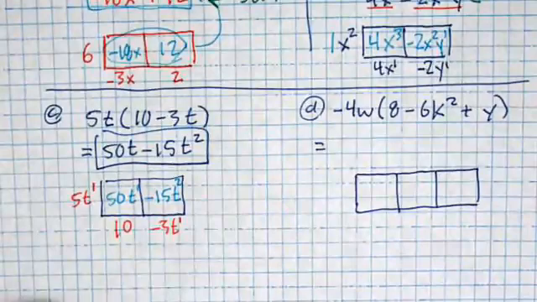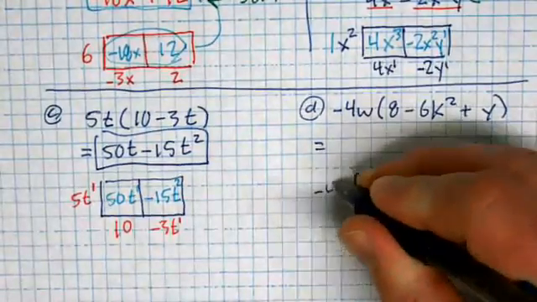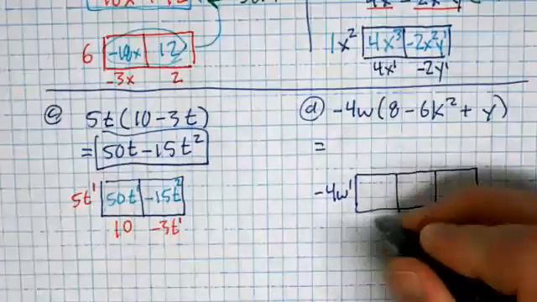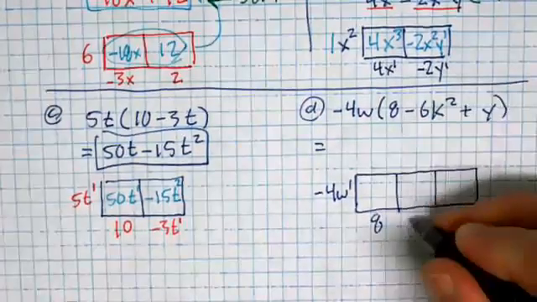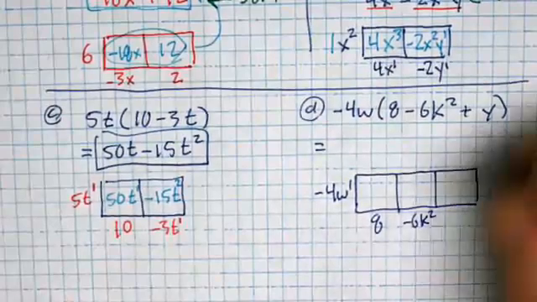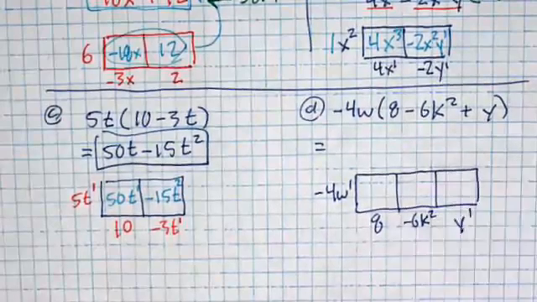I'm going to put a negative 4w up front, and I'll go ahead and put my exponent on there of 1. This is an 8. This is a negative 6k squared. That's already got an exponent, so I'll leave that be. And then we've got a y that would have an exponent of 1 also.